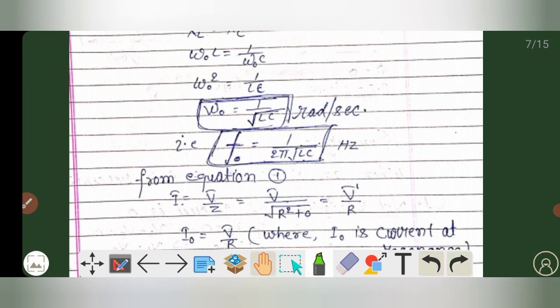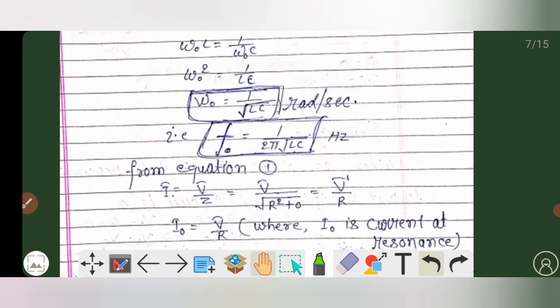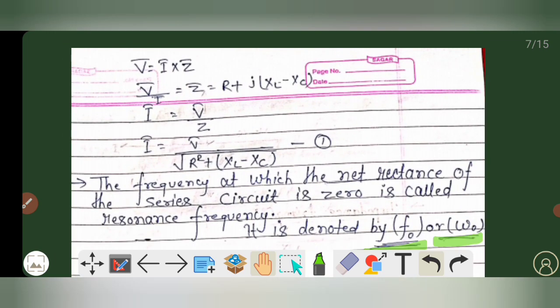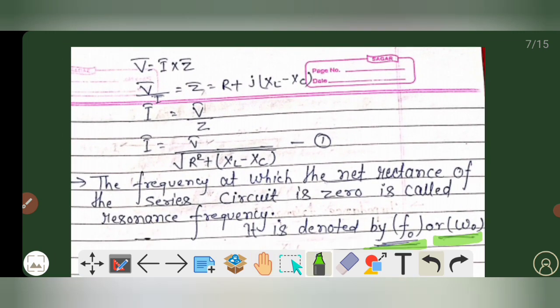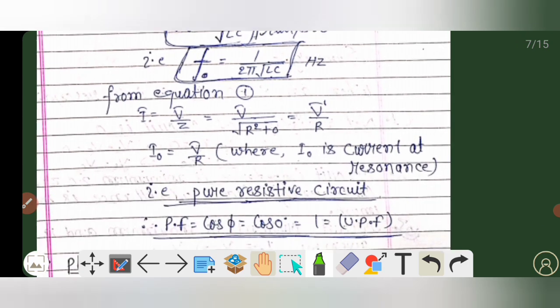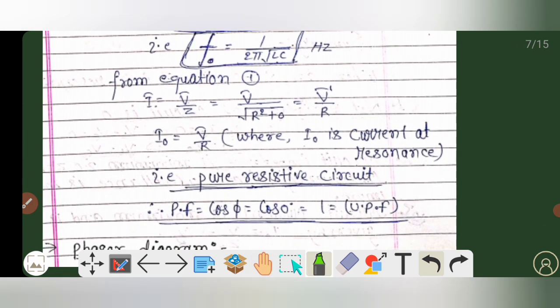Now, my dear friends, from the above equation, this is the equation of current, as you can see here. In case of series resonance, this value will be equal to 0. If we equate the value of net reactance, that is XL minus XC, to 0, then the value of current comes out to be V by R. The current at resonance is denoted by I naught, and its value will be V by R.